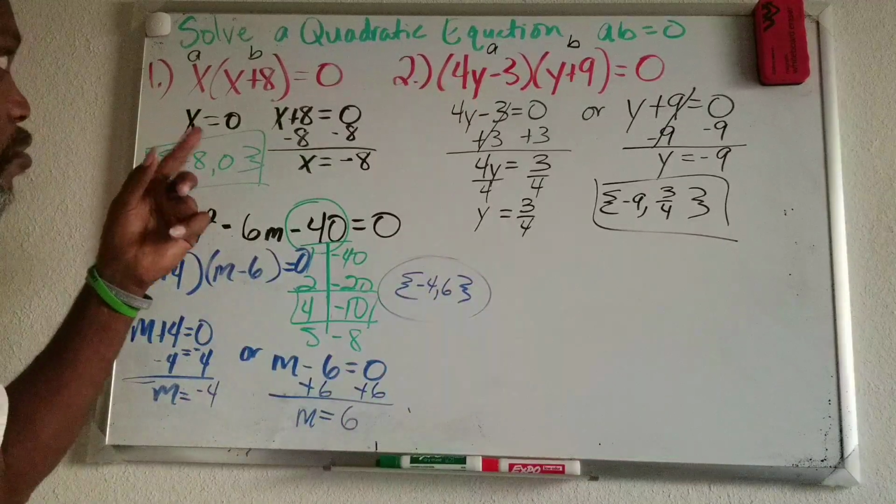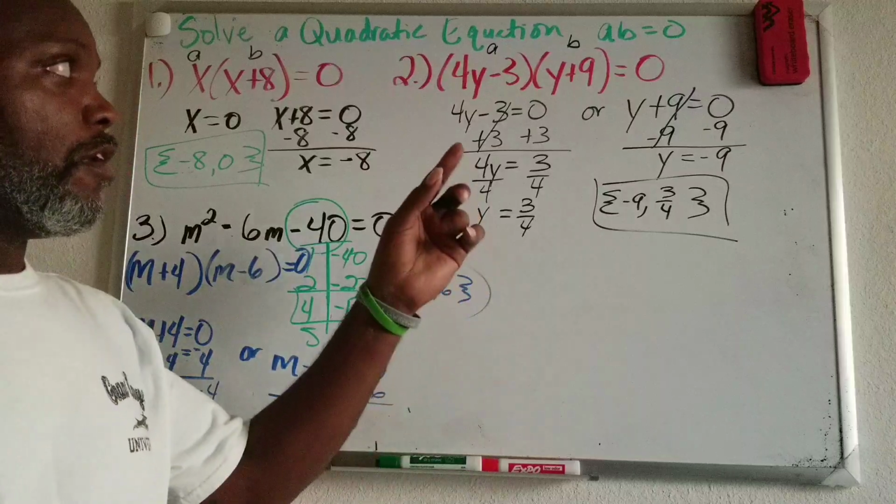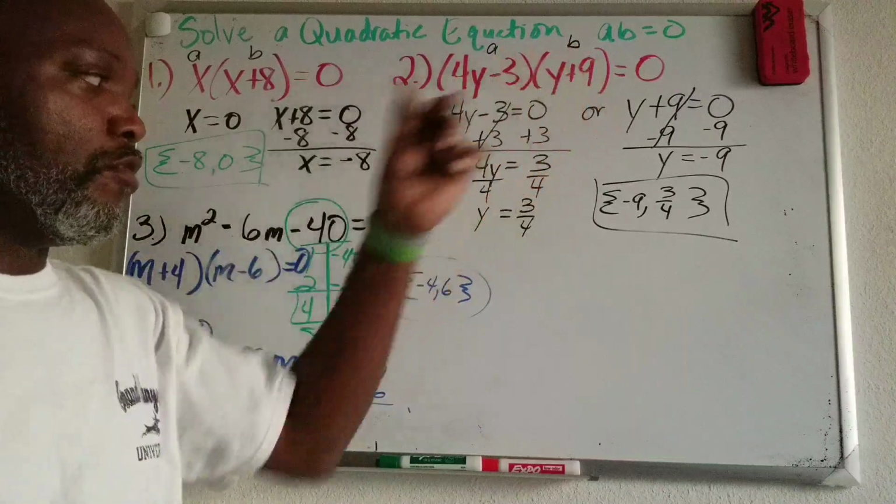And that is how you solve a quadratic equation where A times B equals 0.